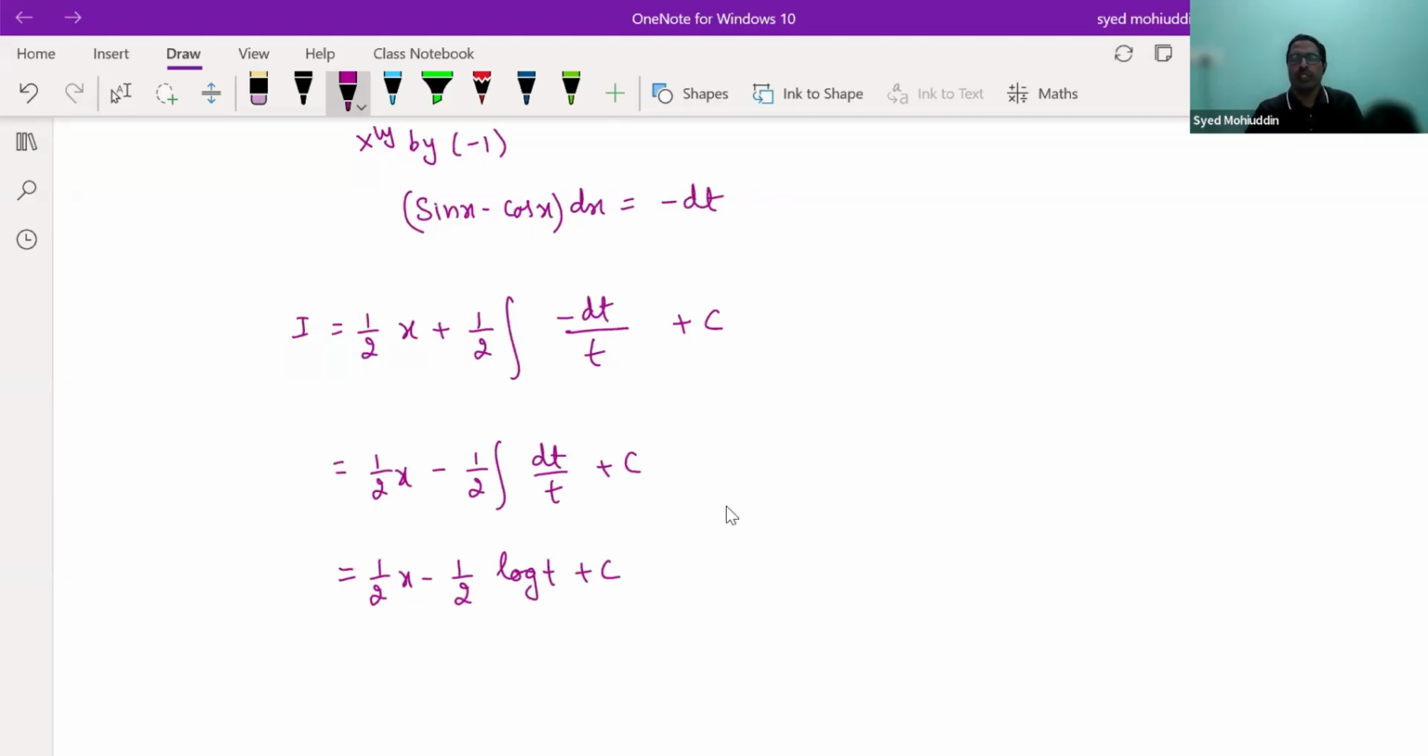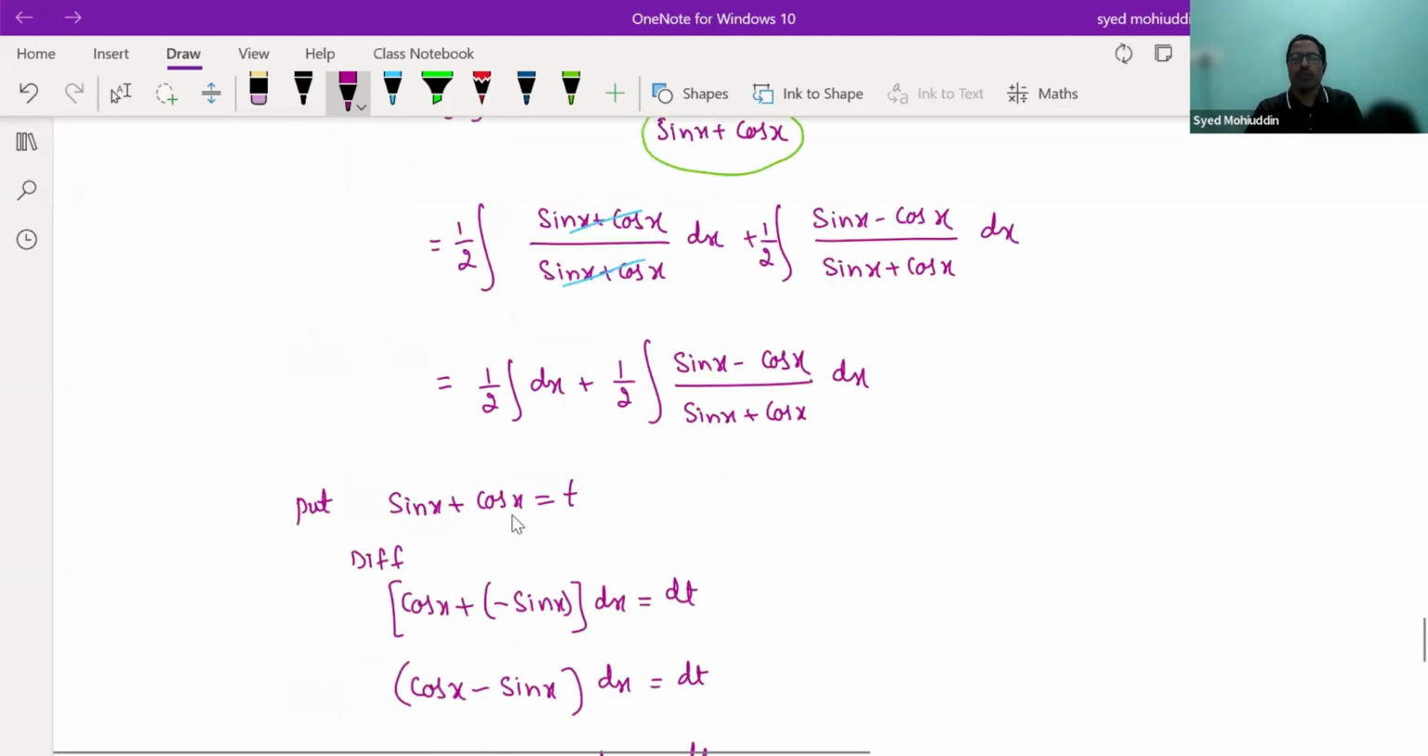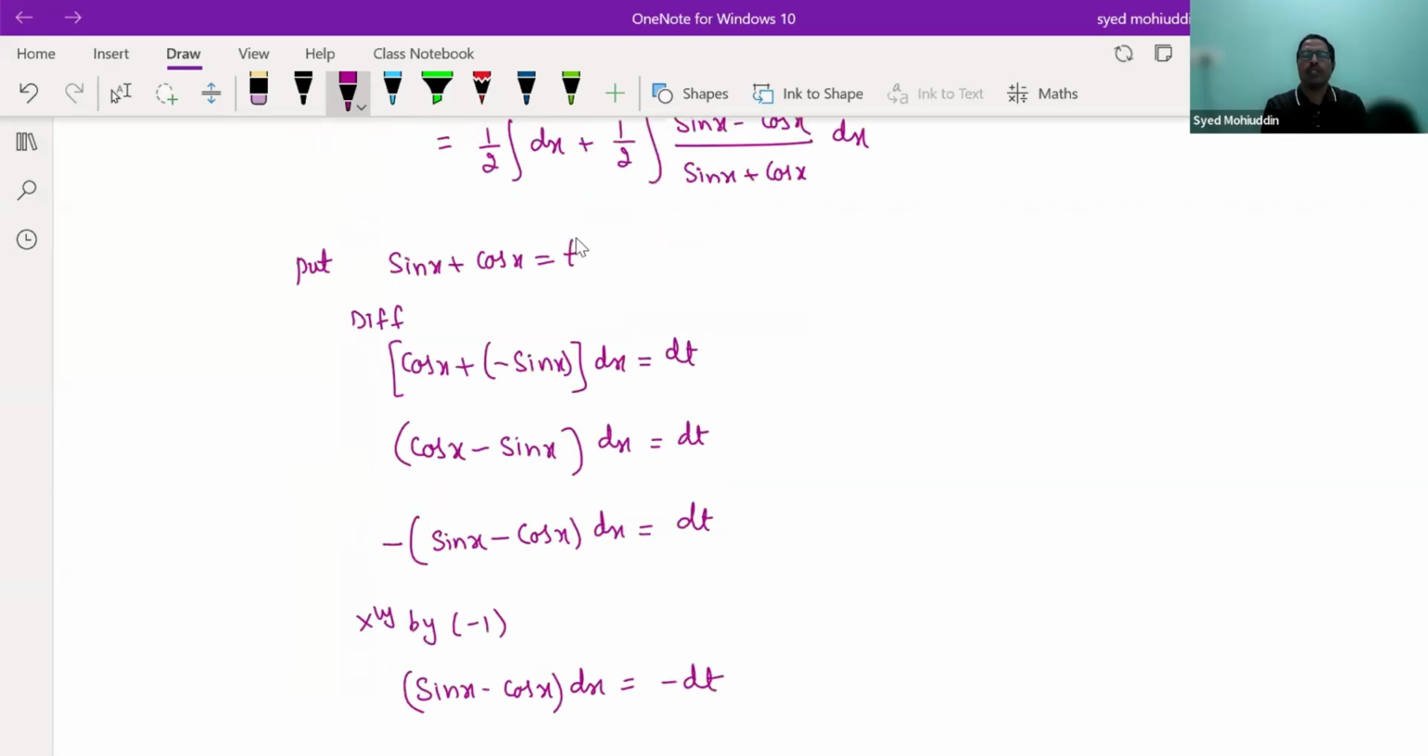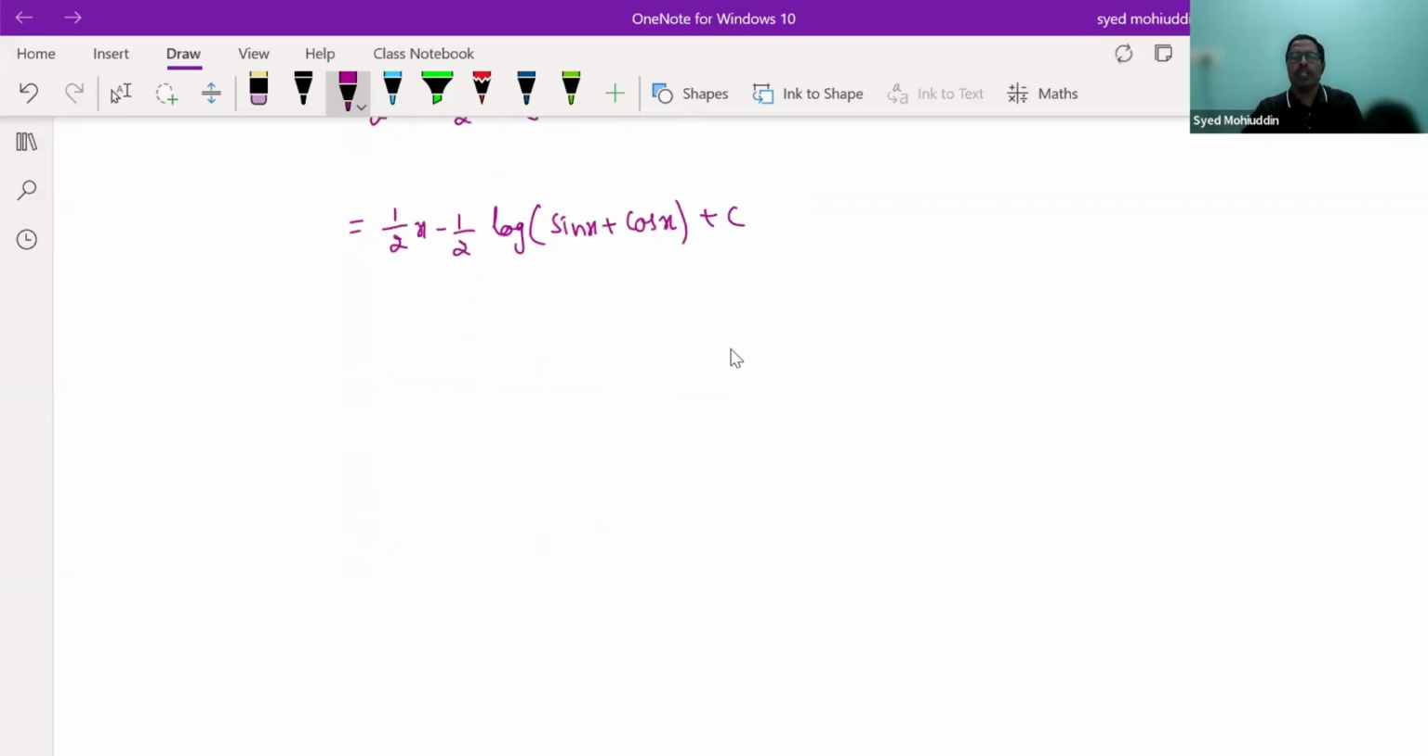But if you observe the t value, what is t here? Sin x plus cos x. Therefore, you can replace t with sin x plus cos x. So log of sin x plus cos x, plus the constant of integration c. Just replacing t with sin x plus cos x, you will get the final answer. So this will be the required solution.